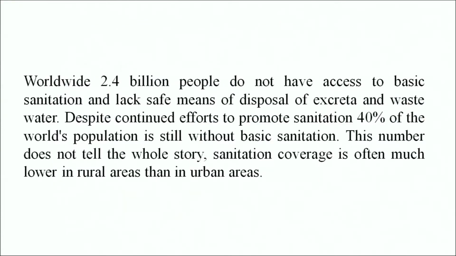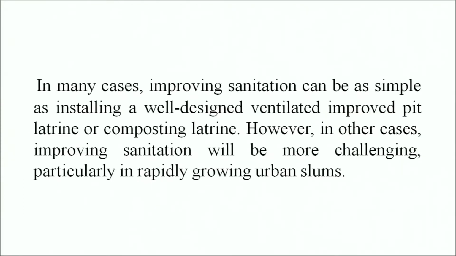Worldwide, 2.4 billion people do not have access to basic sanitation and lack safe means of disposal of excreta and waste water. Despite continued efforts to promote sanitation, 40% of the world population is still without basic sanitation. This number does not tell the whole story. Sanitation coverage is often much lower in rural areas than in urban areas. In many cases, improving sanitation can be as simple as installing a well-designed ventilated improved pit latrine or composting latrine. However, in other cases, improving sanitation will be more challenging, particularly in rapidly growing urban slums.